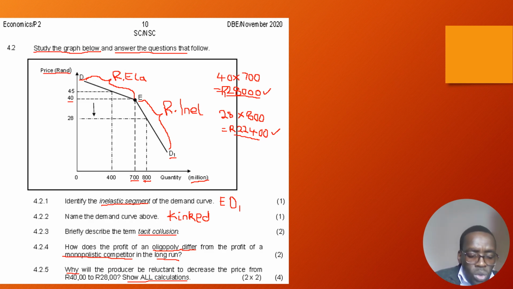In other words, you would have told them that if they reduce the price from 40 to 28, they are going to make a total revenue of 22,400, which is a decrease. So they would rather keep the price where they are at 40 rands. Okay, right, so these are the answers to this particular question.